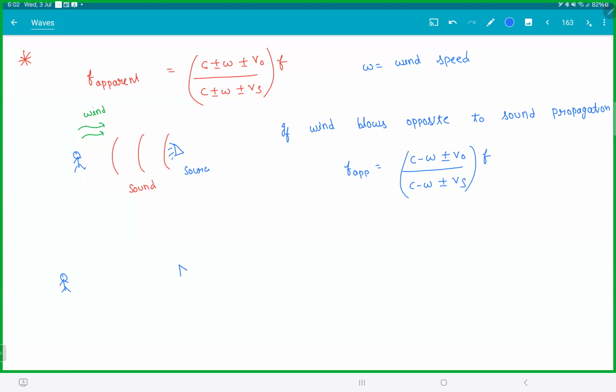Same thing. Sound is going this way, and let's say your wind is also supporting the sound now. So wind is blowing this way. In this way, F apparent becomes C plus W plus or minus V naught, and the plus and minus for V naught and Vs is from the previous logic. This is your formula when the waves are traveling in one direction. There is one more variation, we'll see that, but this is the primary formula. With this, maximum number of questions do get over.